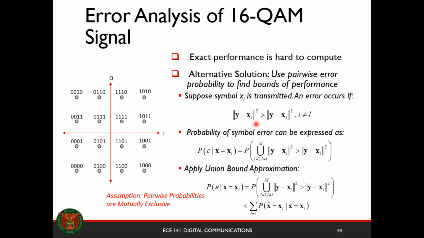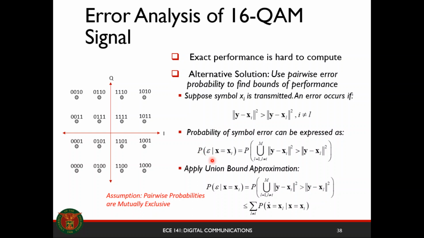An error occurs if the distance of your received signal from x sub i is greater than the distance from some other symbol x sub l that is not i. So this is the minimum Euclidean distance decision rule, which is derived from your maximum likelihood rule. The probability of symbol error can now be expressed.